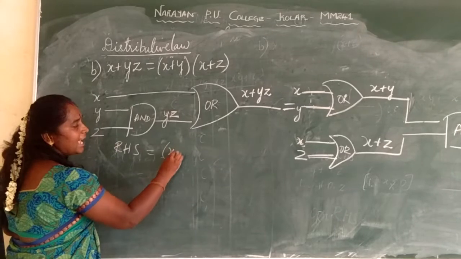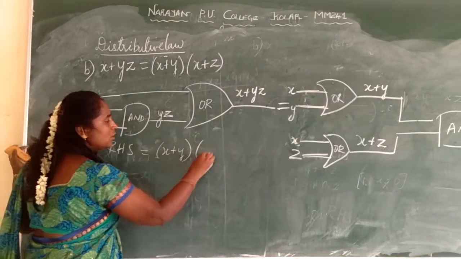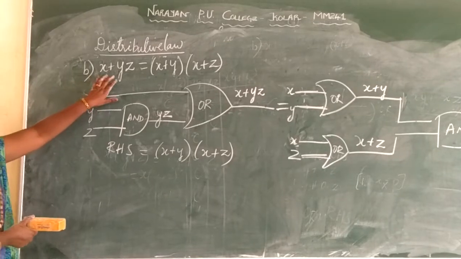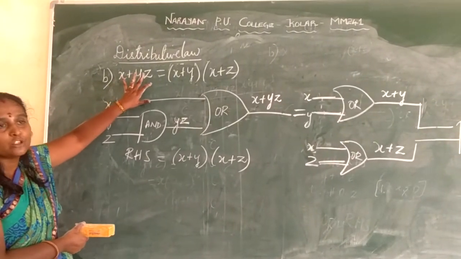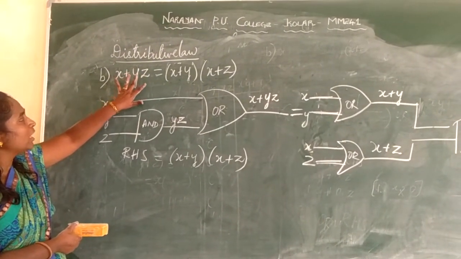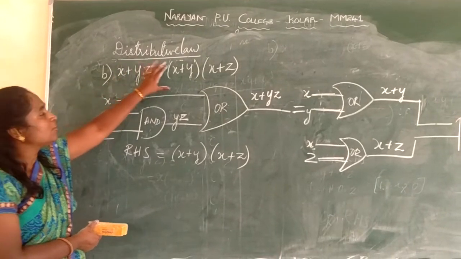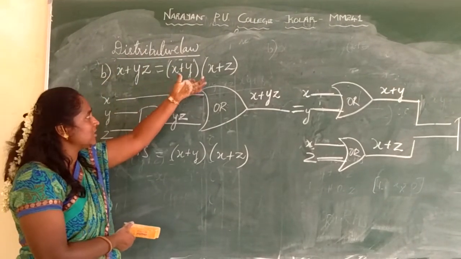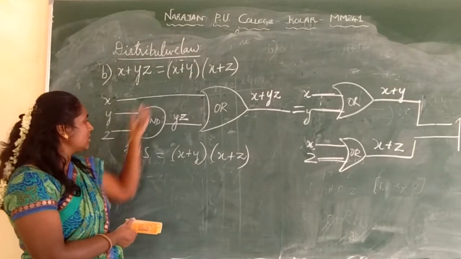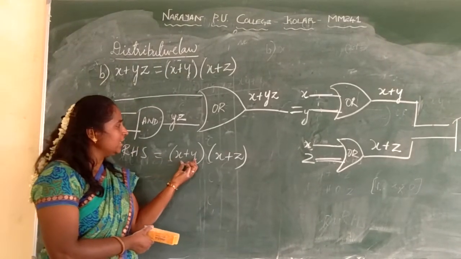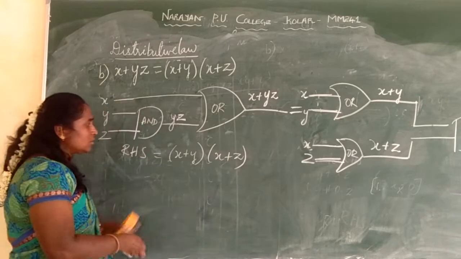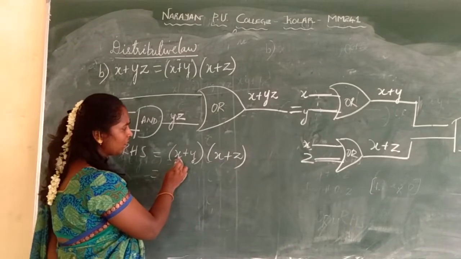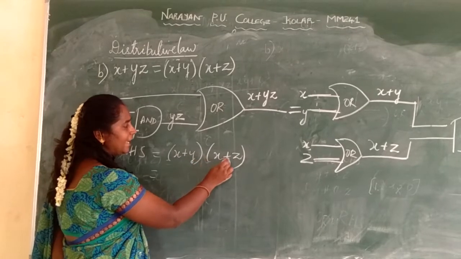Consider your RHS, (x plus y) into (x plus z). See, this B rule acts as the dual of the first rule; I am using the dual principle. So we will prove either RHS is equal to LHS, or LHS is equal to RHS. I am considering your RHS, that is (x plus y) into (x plus z), and you just multiply it out.